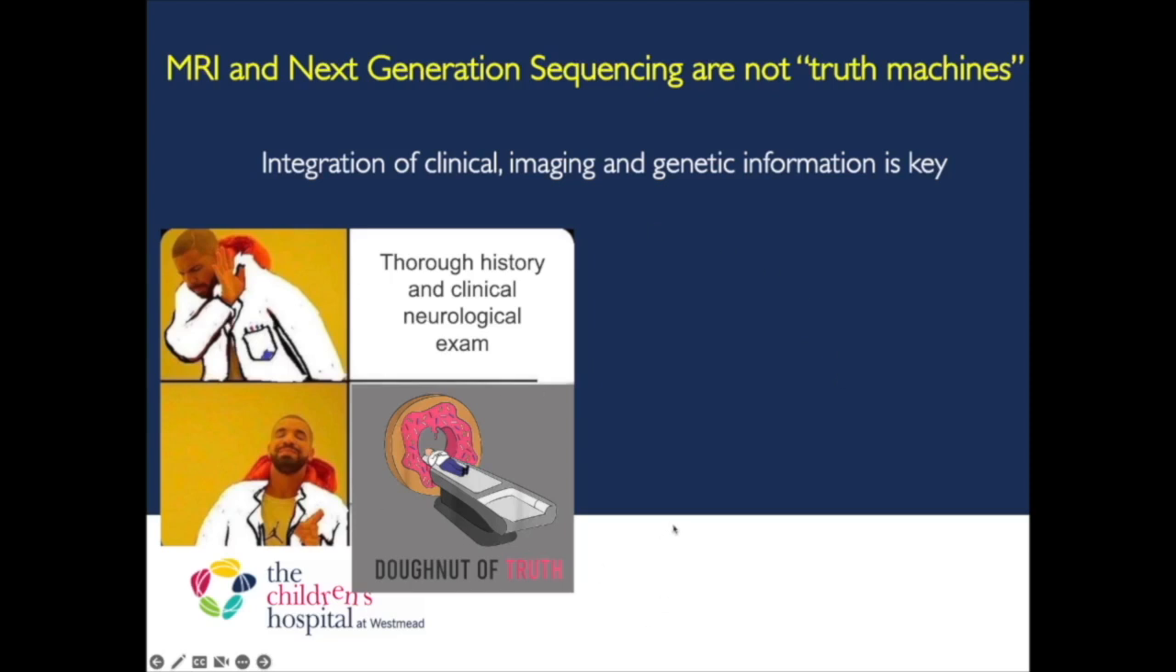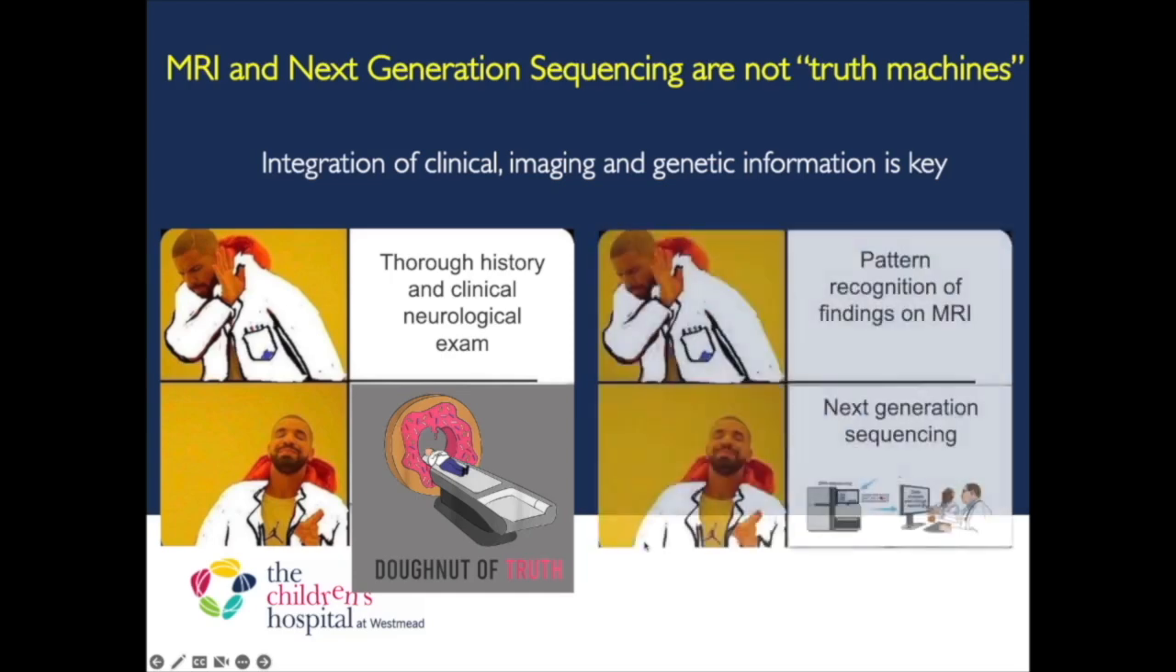So MRI is not a truth machine, and I'm sure we've all especially had discussions with ED about this. But then on the other hand, and that's where we as radiologists have to look at in our own backyard, we also can't neglect pattern recognition of findings on MRI just in favor of next generation sequencing. So just as MRI, genetic testing is not a truth machine.